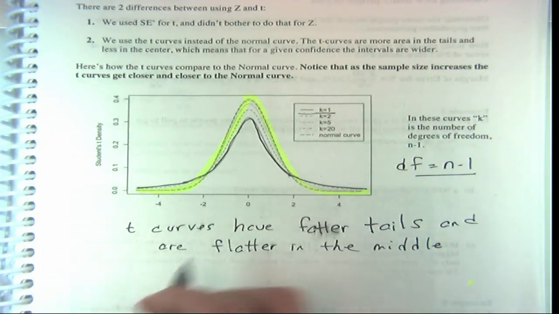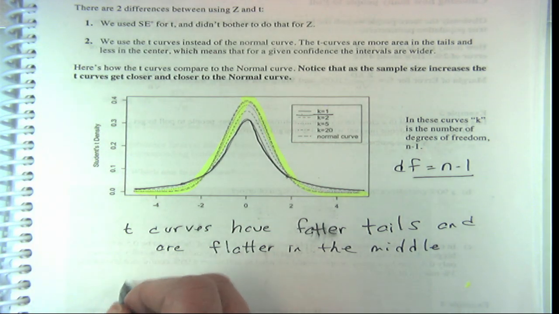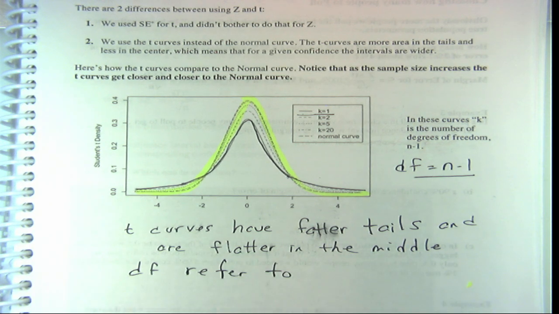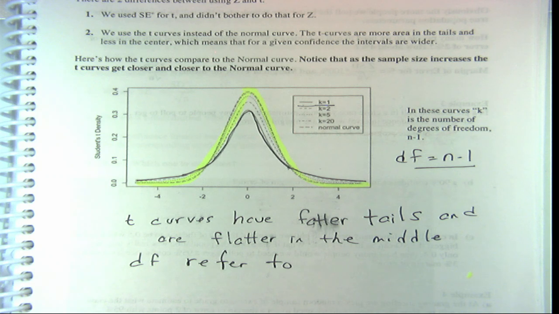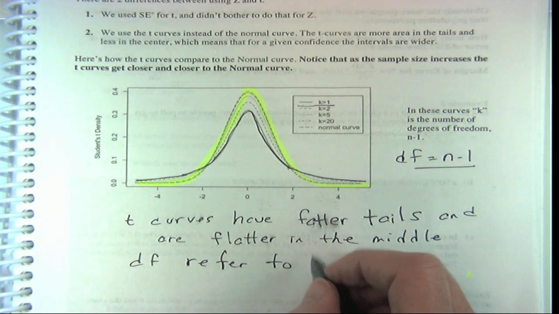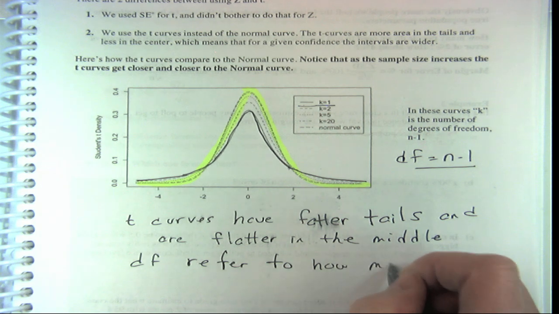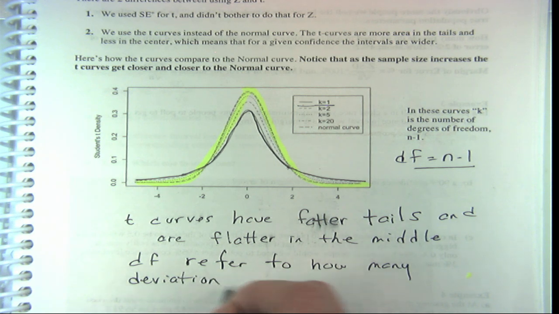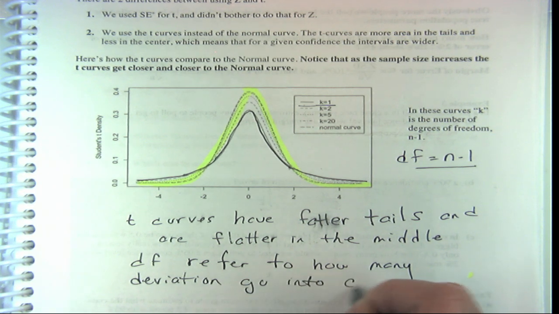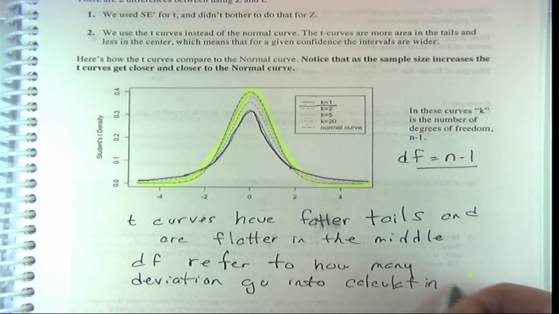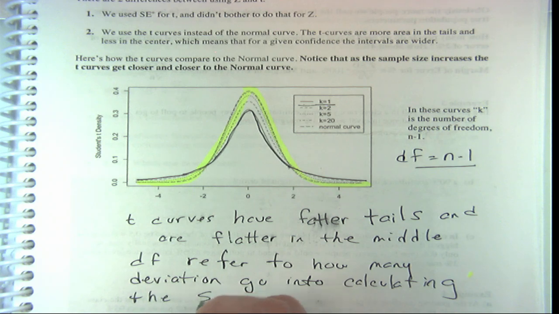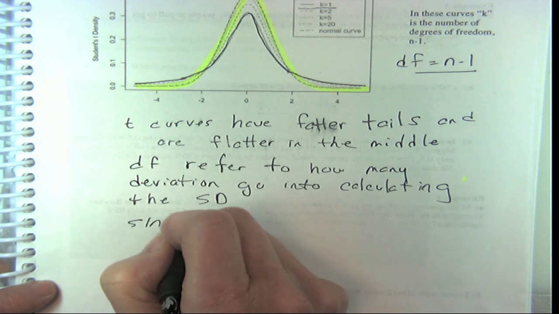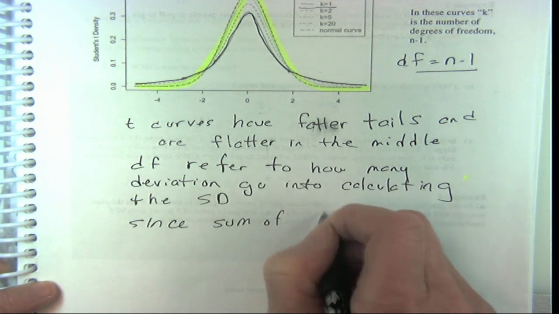All right, what about these degrees of freedom? What do they refer to? This comes up when we're estimating a standard deviation. We don't know it. So they refer to how many deviations go into calculating the SD when we're estimating. Since the sum of the deviations equals 0.